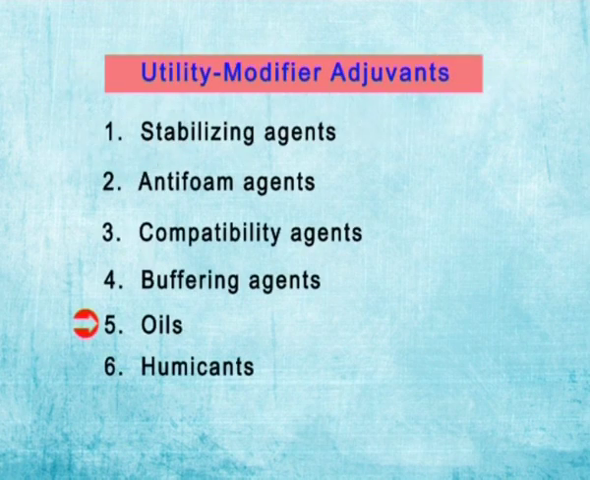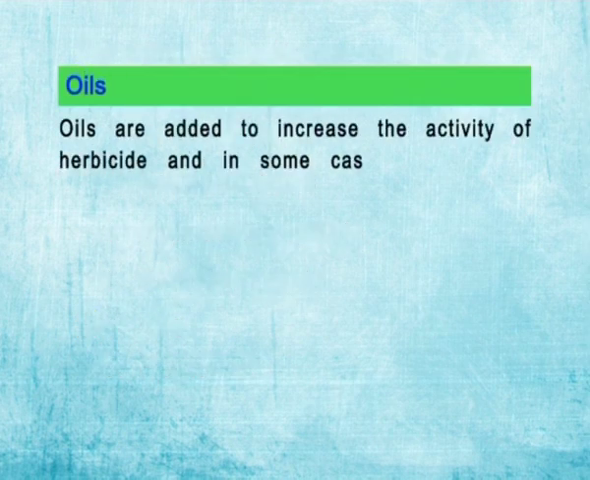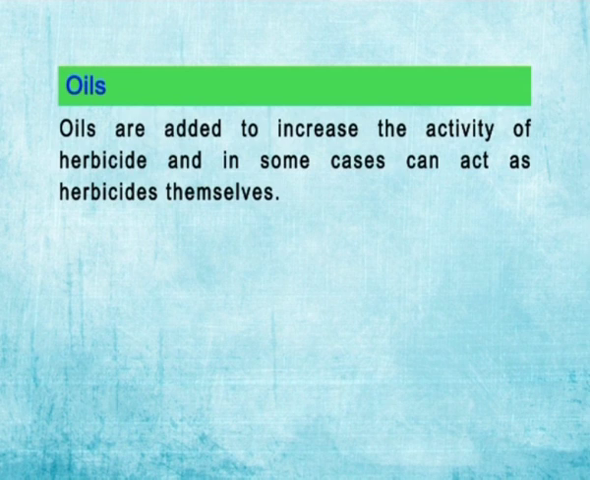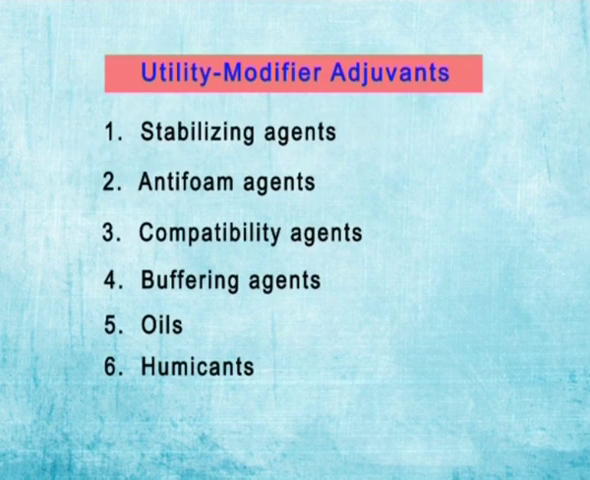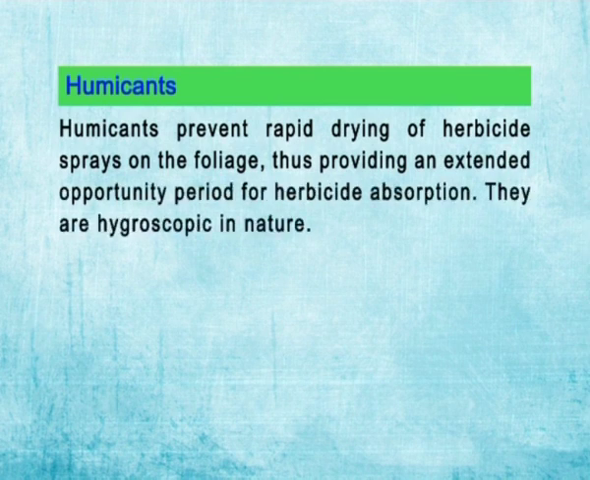Number 5. Oils. Oils are added to increase the activity of herbicide and in some cases can act as herbicide themselves. Number 6. Humectants. Humectants prevent rapid drying of herbicide sprays on the foliage, thus providing an extended opportunity period for herbicide absorption. They are hygroscopic in nature.